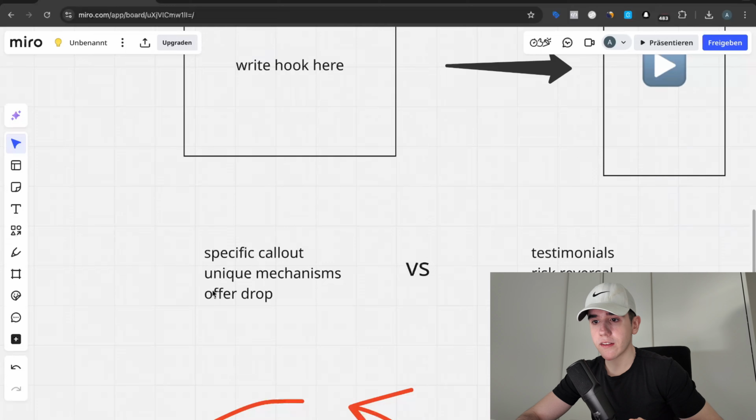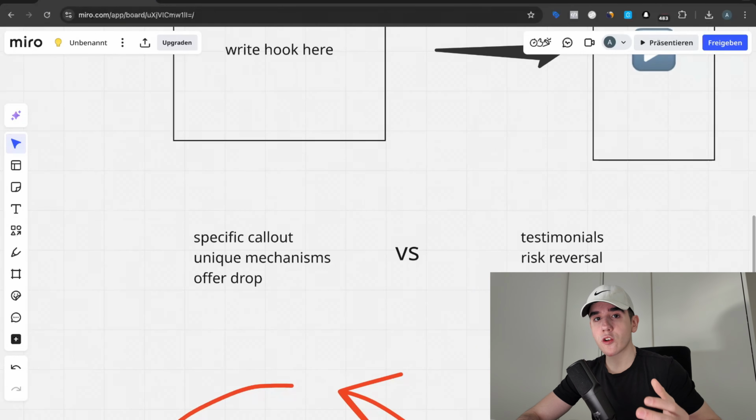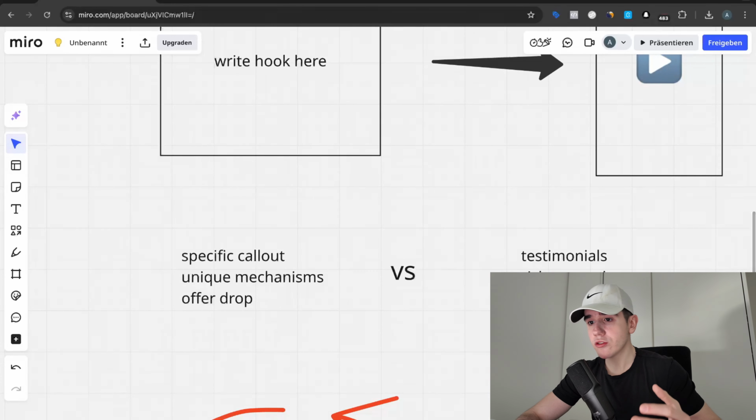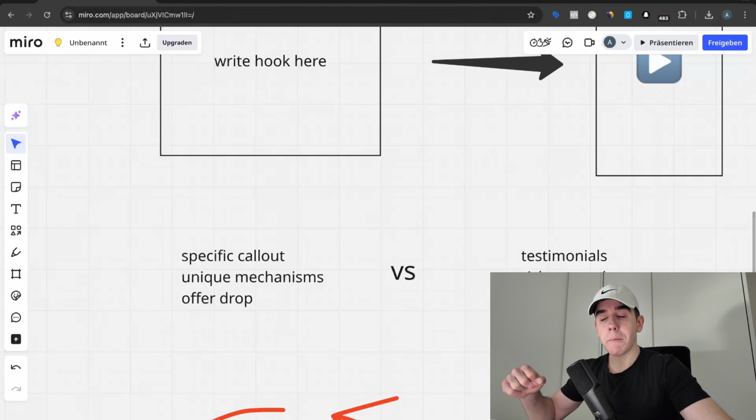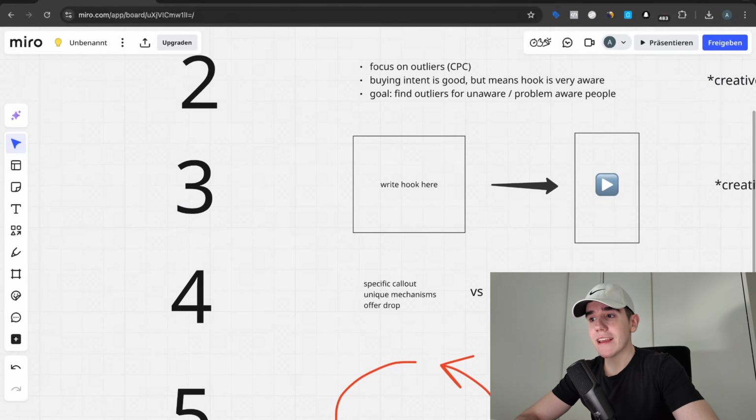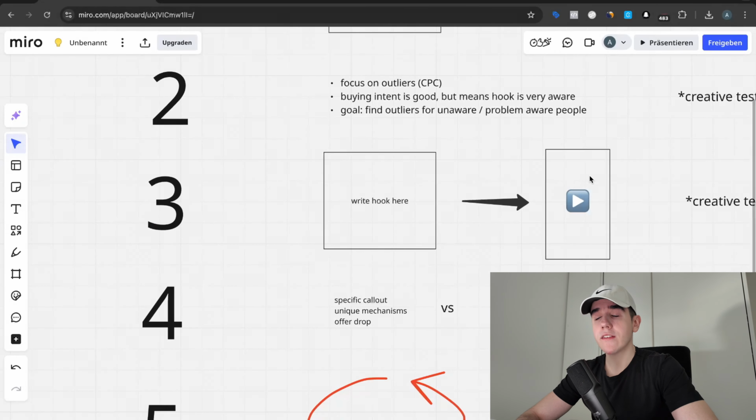Specific call out, unique mechanism, offer drop versus testimonials, risk reversal, authority. These are disqualifiers. Essentially, these are variables that you can put into your ads that disqualify a bunch of people but qualify a select few and make them more aware. So what does this mean? We're just going to take a look at the metrics of our video ads, of the top performing ones, and see where it lacks.